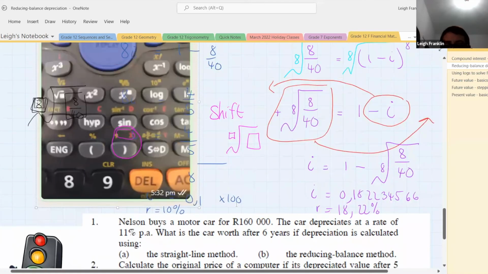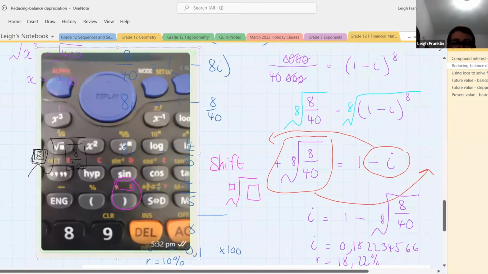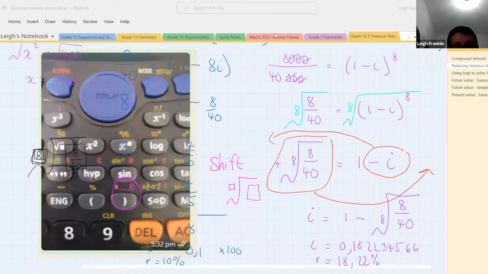Now I just want to know, how do you guys feel about this section? Is this something that you would like to practice just a little bit more? Or can I move on to logs? I don't know what the best thing to do for you is. Practice a little bit more. Okay, you know what? That's probably not a bad idea.